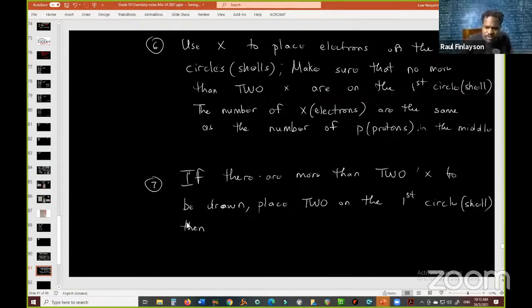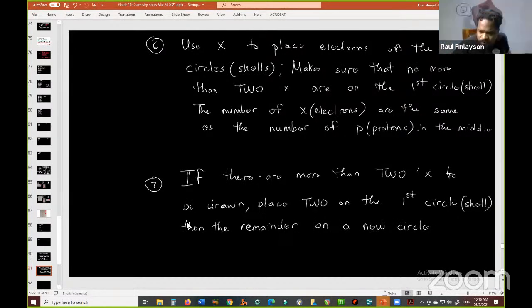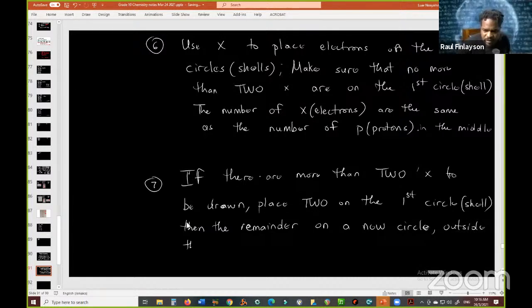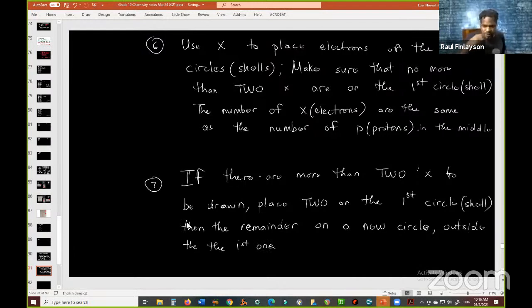then the remainder goes in a new circle, that's outside the first one. So it's going to be a new one.